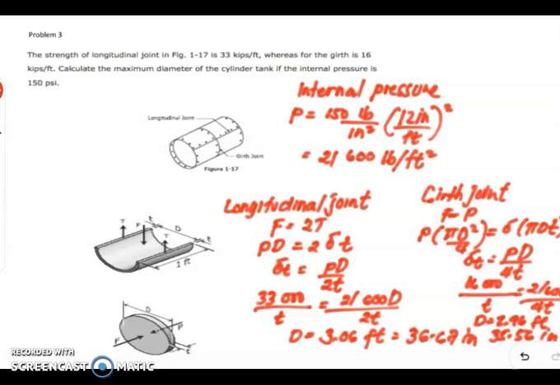So our D here is equivalent to 35.56 inches. So this is our final answer for the maximum diameter of the cylinder tank if the pressure is 150 psi.